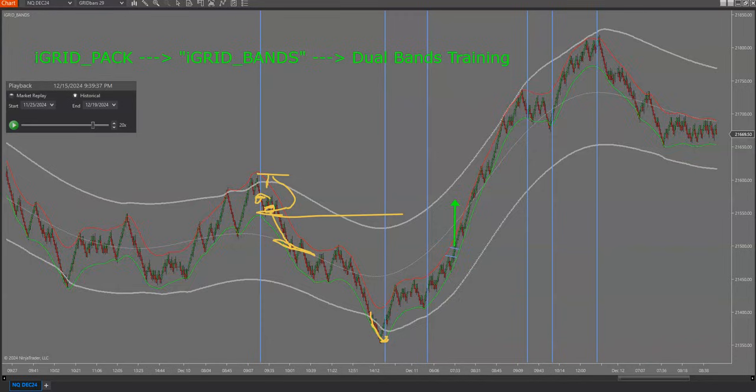In this case, when I'm short, I'm looking for a hook of the green band. I don't care what the red one's doing. A hook of the green band. If I haven't gotten out already, somewhere in here, I would bail on that trade. So partials out, make some money, stops at break even plus, remainder here.